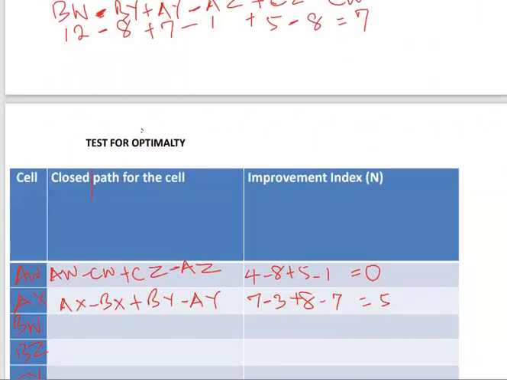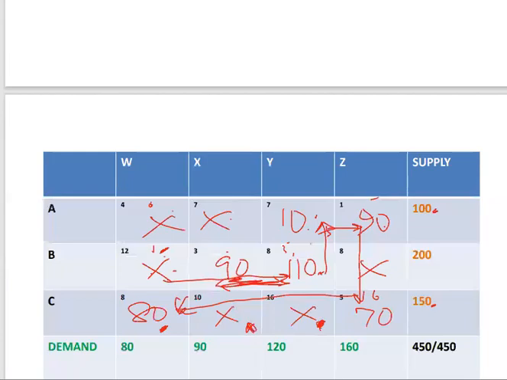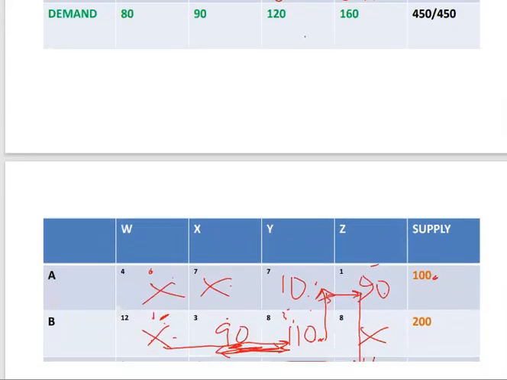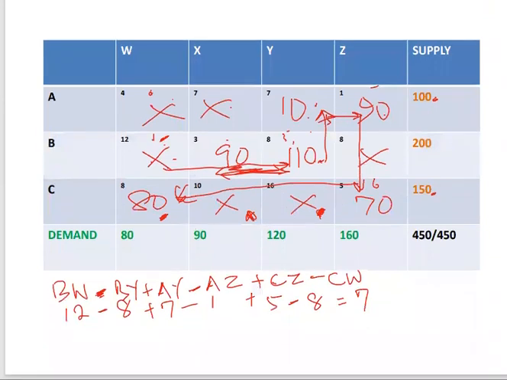So that would be BW minus BY plus AY minus AZ plus CZ minus CW. That gives what? 12 minus 8 plus 7 minus 1 plus 5 minus 8. We give 7. All right. Any question?